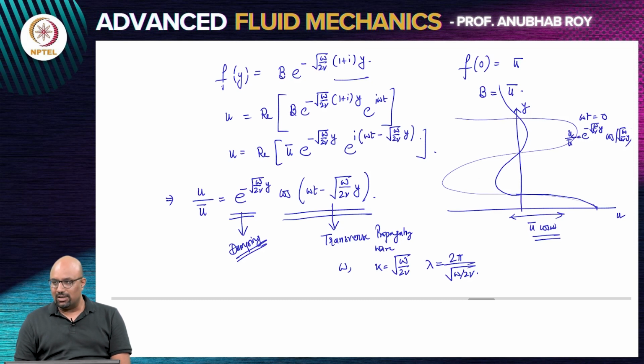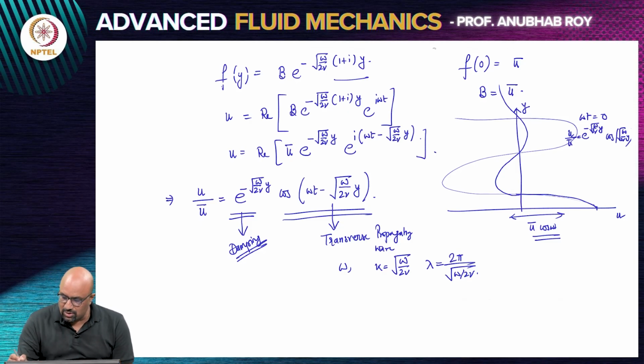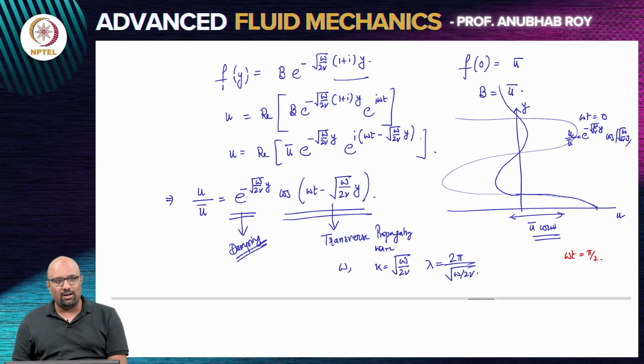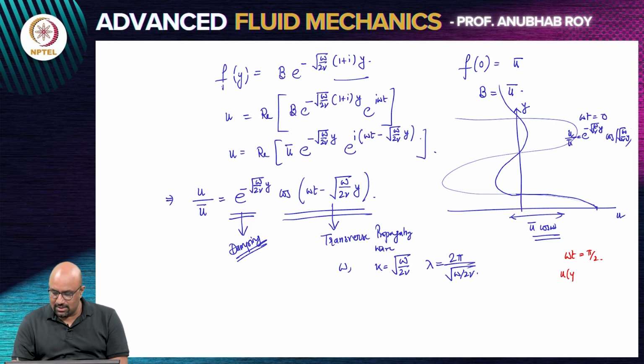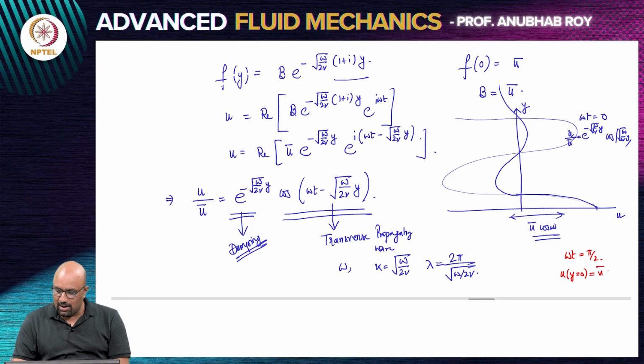Now if you go for the next time instant, let's say omega t is equal to pi by 2. So if you now choose omega t to be pi by 2, what is the plate velocity? The plate velocity is u bar cos of pi by 2, which is 0. So the fluid velocity would be 0 at the plate.